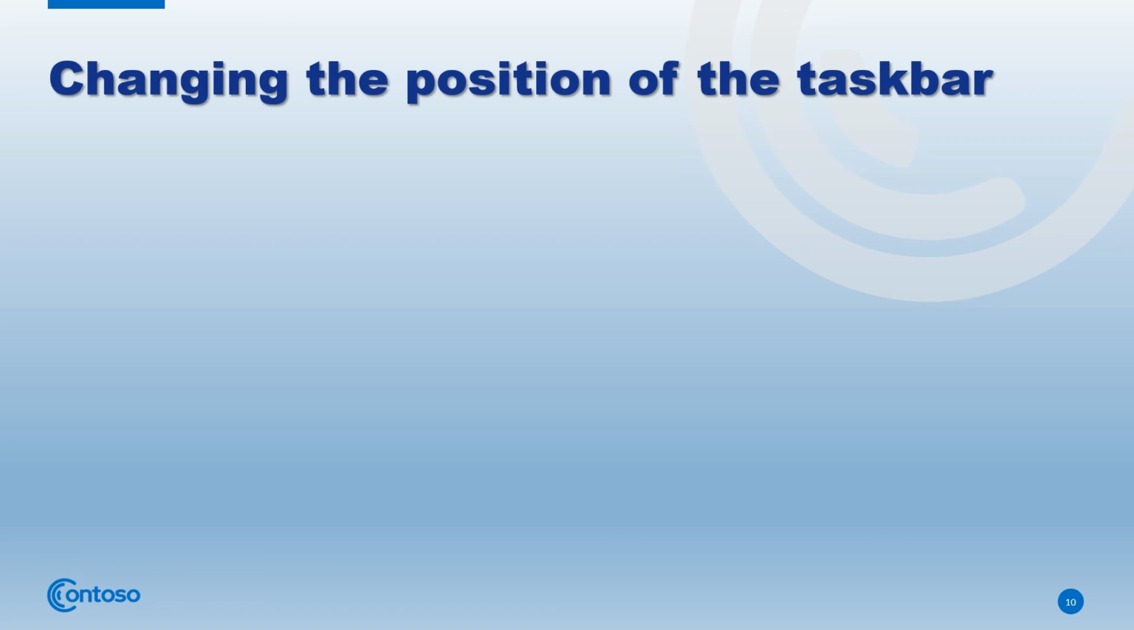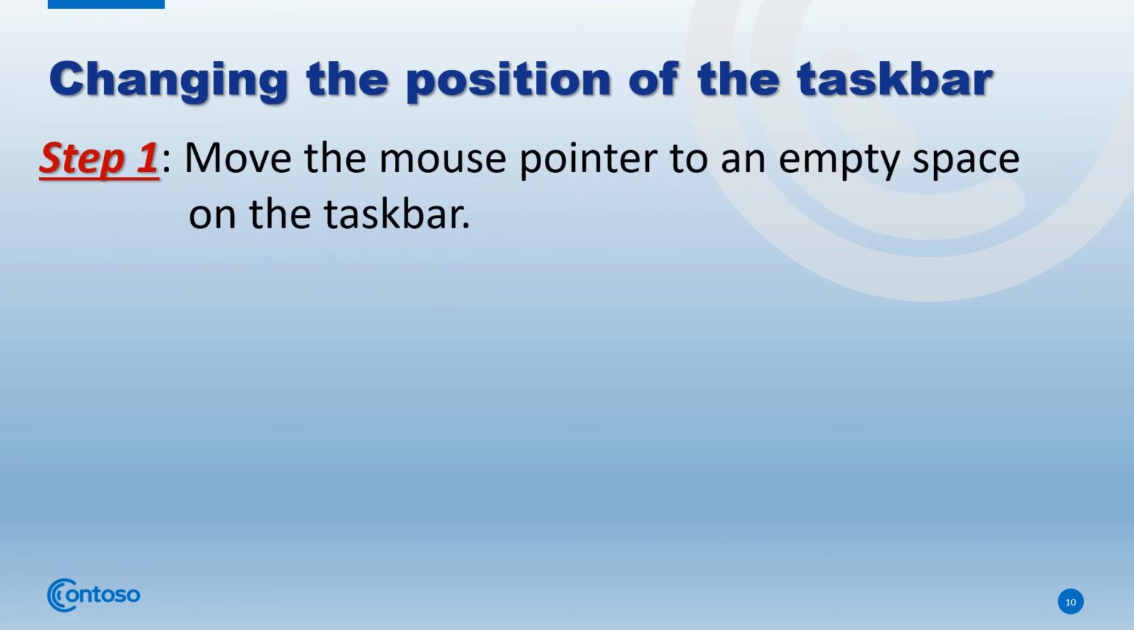Now we'll see how to change the position of the taskbar. We'll see the steps. Step 1. Move the mouse pointer to an empty space on the taskbar. The taskbar, you know, is at the bottom of the screen, right? So at the bottom of the screen, you can keep the mouse pointer in an empty space.